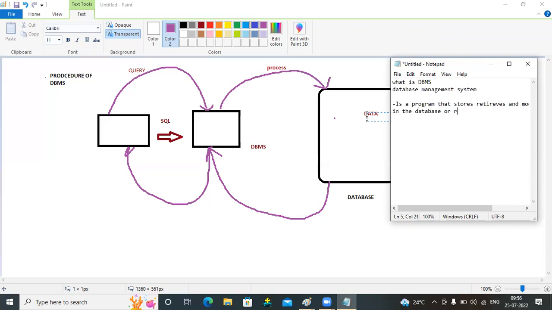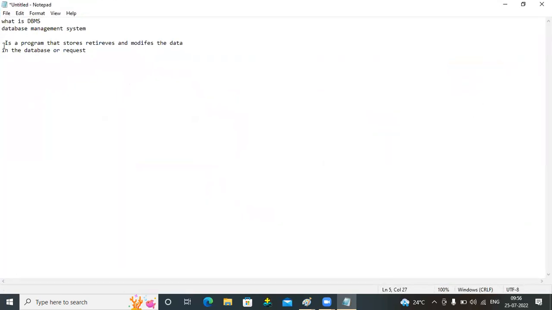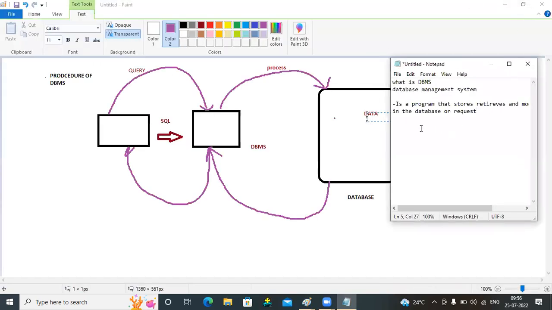So I'm explaining the example. What does DBMS mean? DBMS, whose full form is database management system, is a program that stores, retrieves, and modifies the data in the database, or our database is processing the request. And next, the procedure of DBMS.